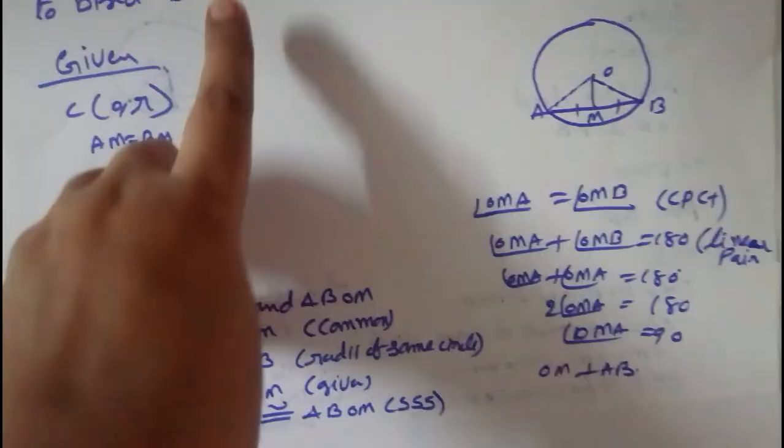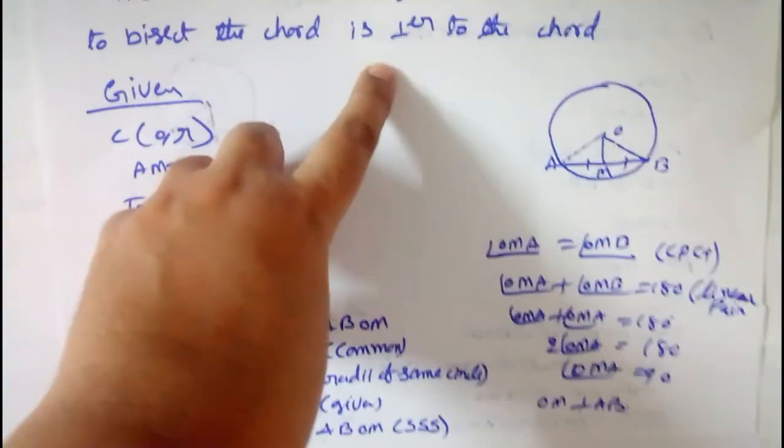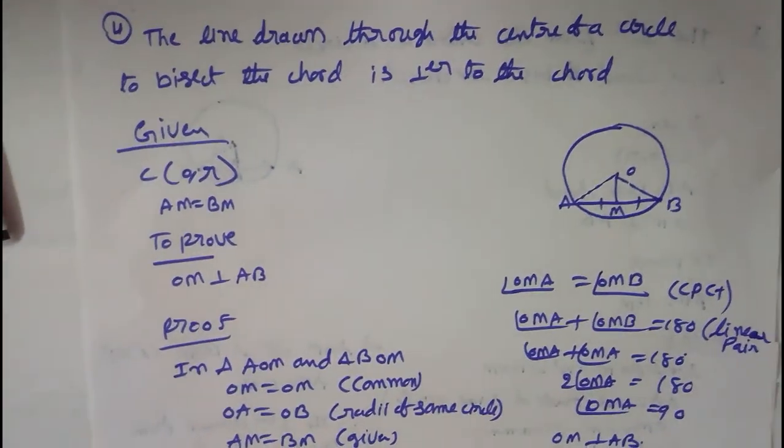So that means a line drawn through the center of a circle to bisect the chord is perpendicular to the chord. So tomorrow we can discuss the remaining properties.